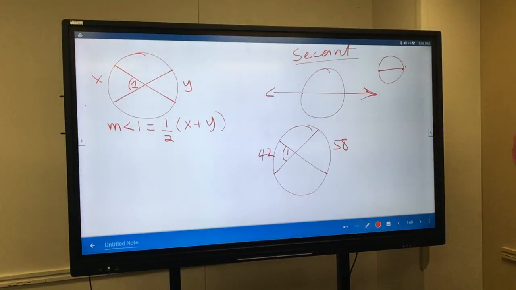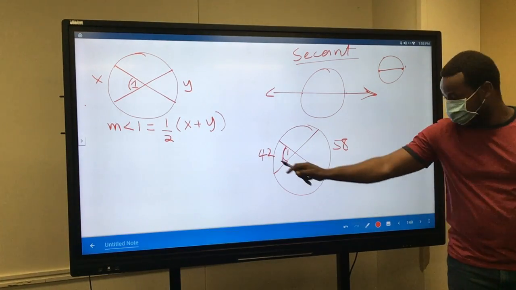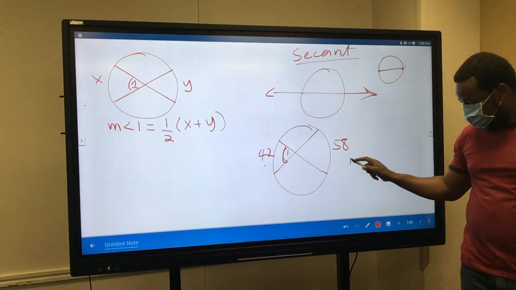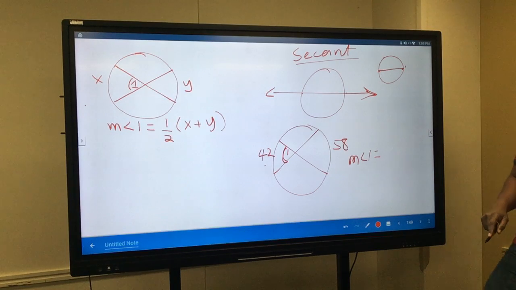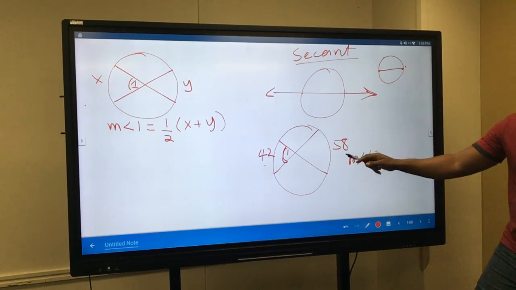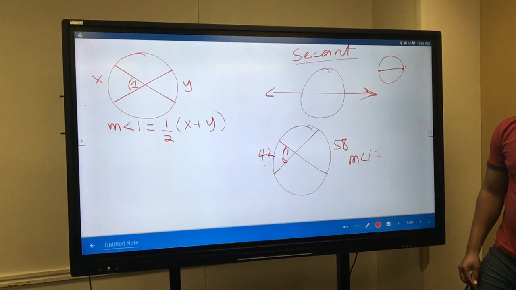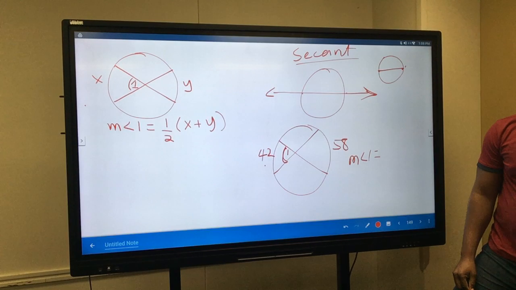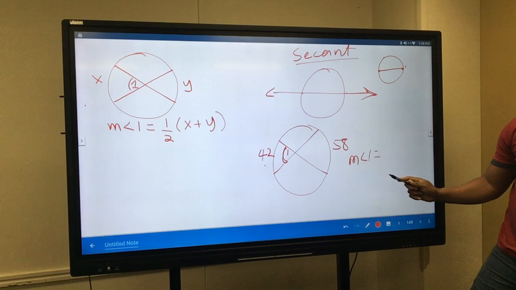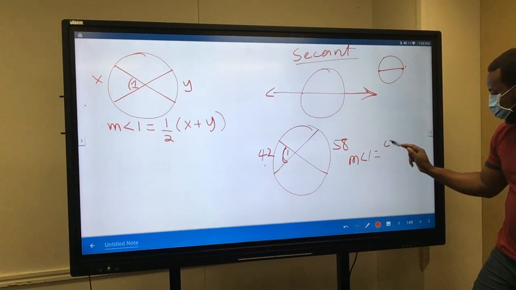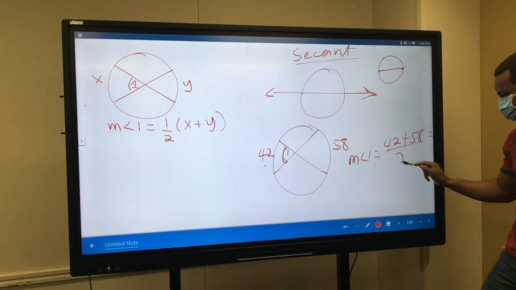Alright. So, if that is the case, look at the angle that is here. It's the same idea, right? Now they've given us numbers. So what will be the measure of the angle at 1? Remember what we have to do. Use this principle to solve this one. 50? Yeah, 42 plus 58 divided by 2 is 50. Perfect. So it will be 42 plus 58 divided by 2.